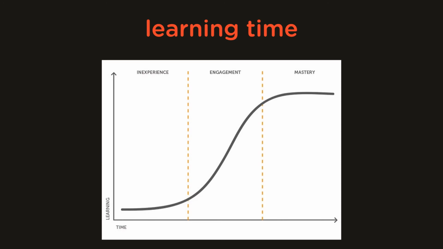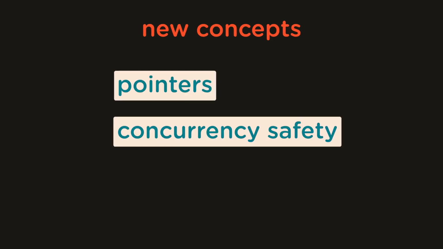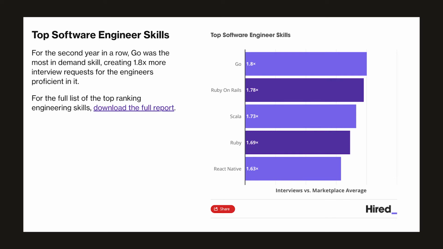Like every new language, it will require some learning time, but it will be fast compared to the other compiled languages. If you are coming from a Python or JavaScript background, you will have to familiarize with new concepts like pointers, concurrency, safety. And according to the recruitment platform Hired, Go is the number one language in demand in 2022.